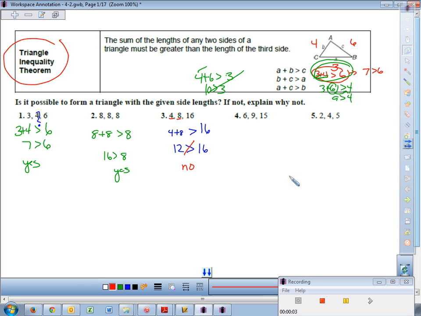Two more. Get them done. Take the two smaller sides and see if they are bigger than the third side. So pause the video and get that done.